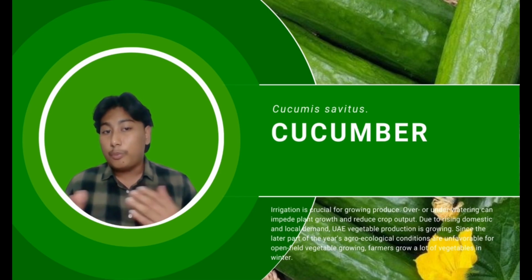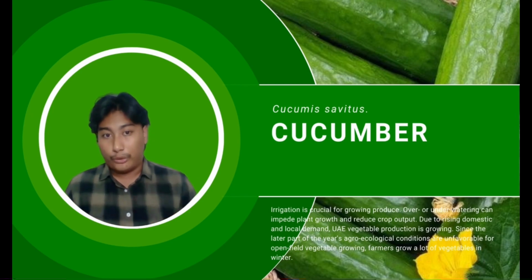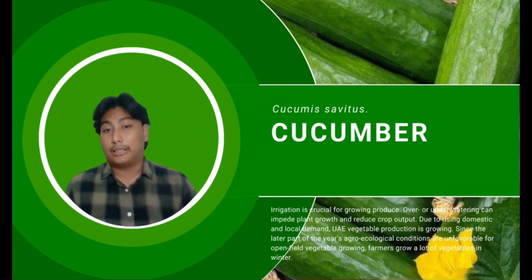Due to rising domestic and local demand, UAE vegetable production is growing. Since the later part of the year, ecological conditions are unfavorable for open field vegetable growing. Farmers grow a lot of vegetables in the winter conditions.